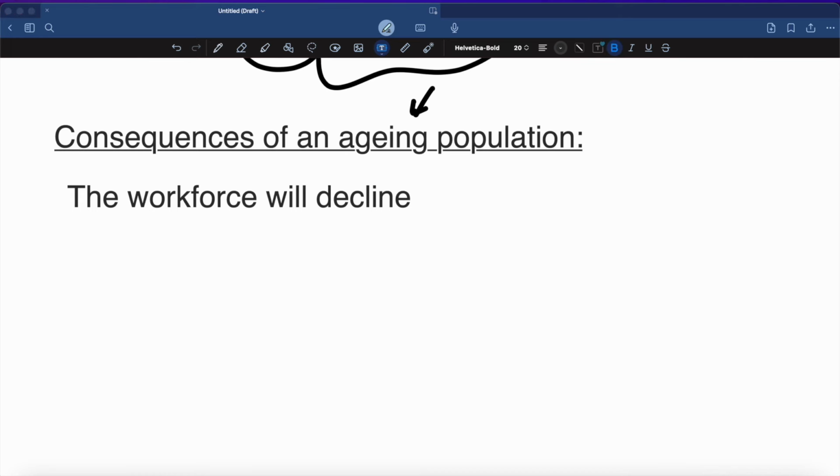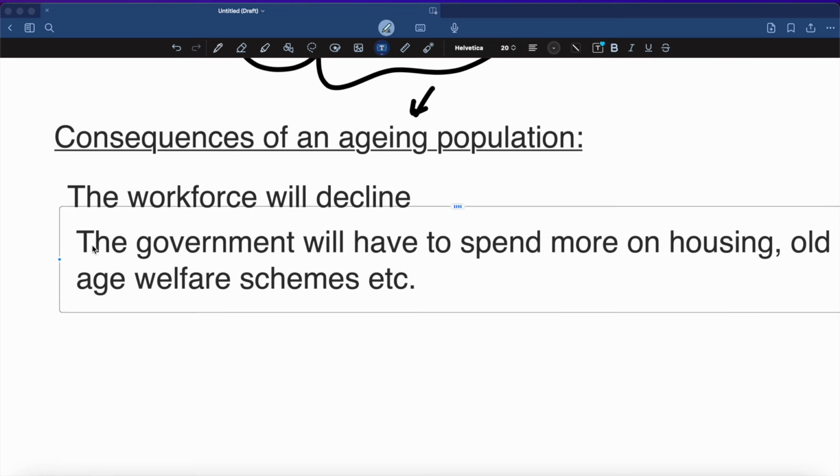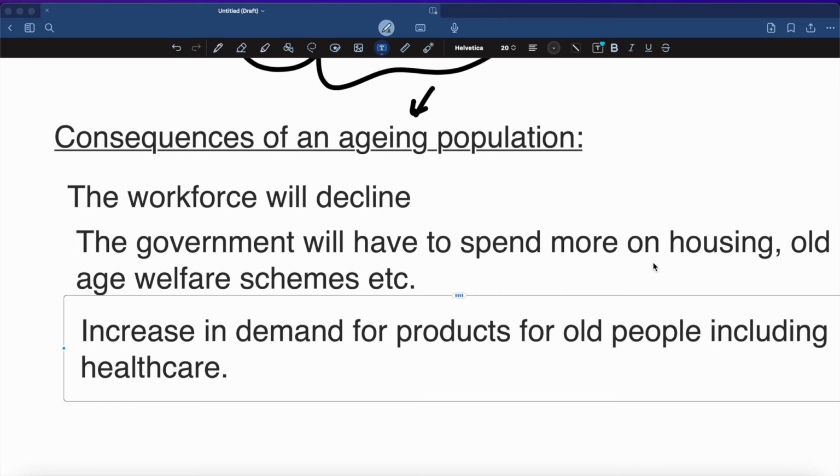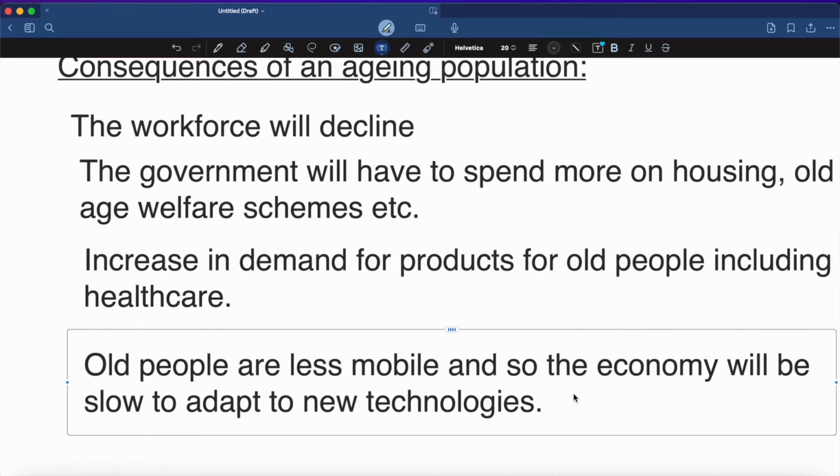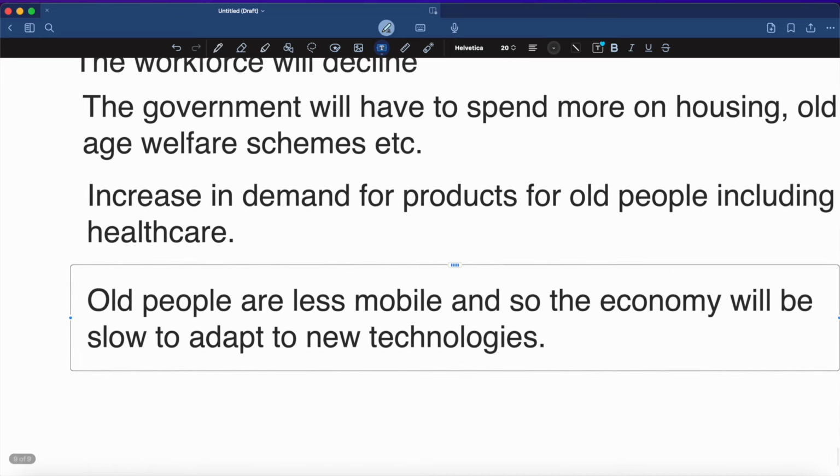Another reason is the government needs to spend a lot of money on housing and old age welfare schemes. You need to consider that as well. Next, there's going to be an increase in demand for products for old people if I have an old population. Another disadvantage is that old people are less mobile, so maybe the government has to invest in technology to make the mobility of old people better. So that's what we talk about in age distribution.